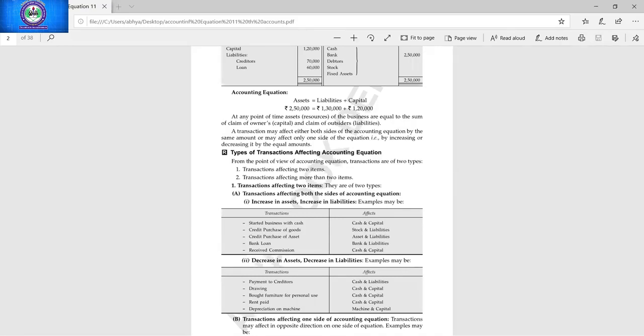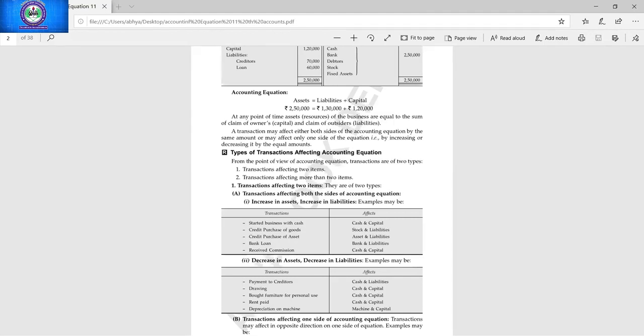Ma'am, that will be drawings because I have taken it from the business for my personal use. Yes, very good. Drawings. One account will be drawings, and the other account: you have taken money out from the business. In which form have you taken money? In cash form. Yes, very good.